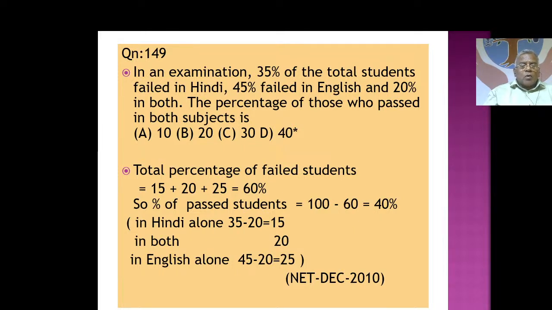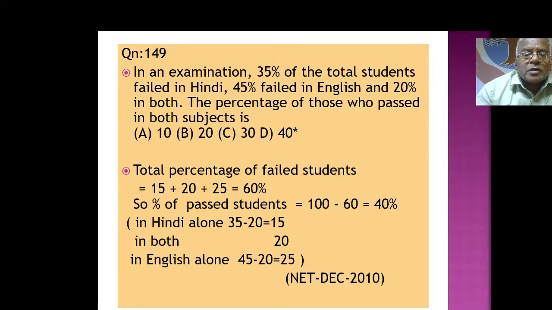In Hindi alone எவ்வளோ பேர் இருக்கணும்? எவ்வளோ பேர் பாஸ் பண்ணியிருப்பாங்க? 35 - 20 = 15. ரெண்டுலையும் பாஸ் பண்ணவங்க எத்தனை பேர்? நிச்சயமாக 20. According to the calculation அது 20. In English alone 45 - 20 = 25. Right? You got the point. So this is how you have to do.